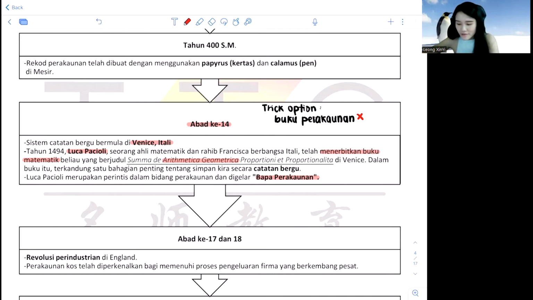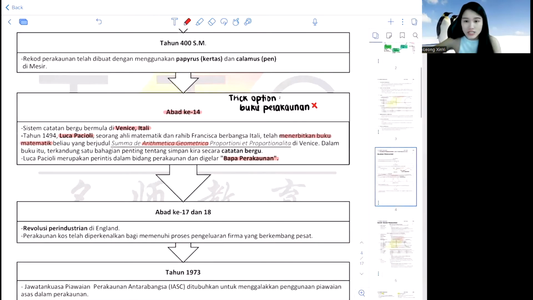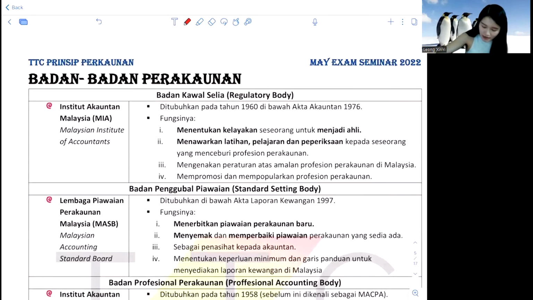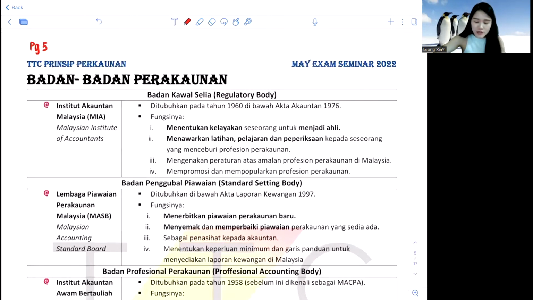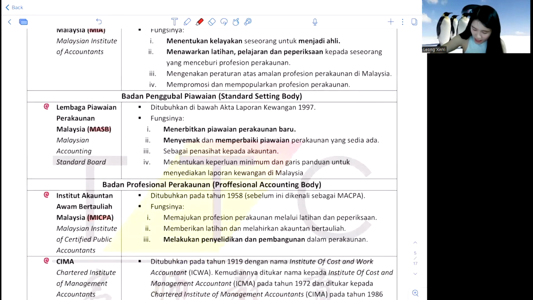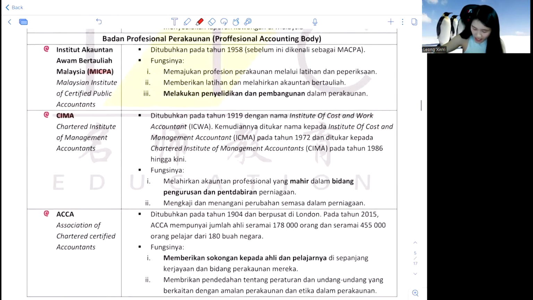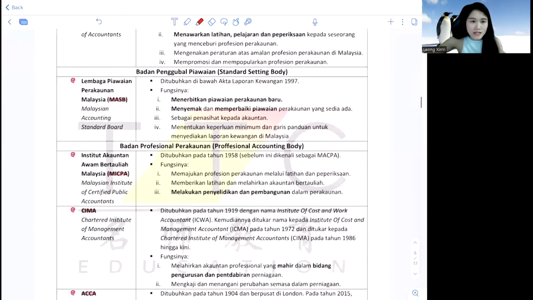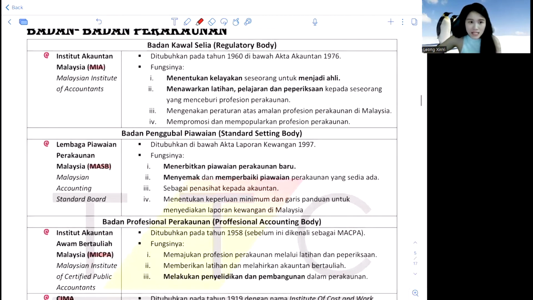Okay, yeah? Now, coming up for the next part, which is going to be page number 5. Page 5 here is talking about badan-badan perakaunan. So how should you read for this badan-badan perakaunan? I would say you recognize by the short form will do, which is MIA, MASB, MICPA, CIMA, and also ACCA, because this is how they come out in the exam, okay? They will give you an objective question, A, B, C, D, so all of them put in short form. So how are you gonna recognize their usage?